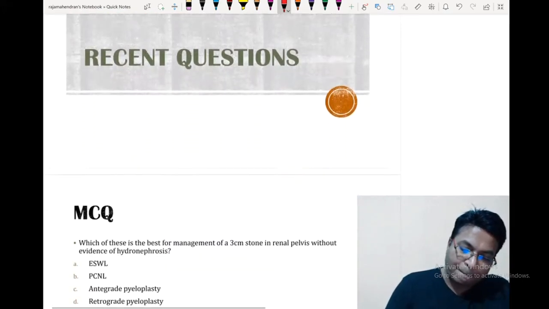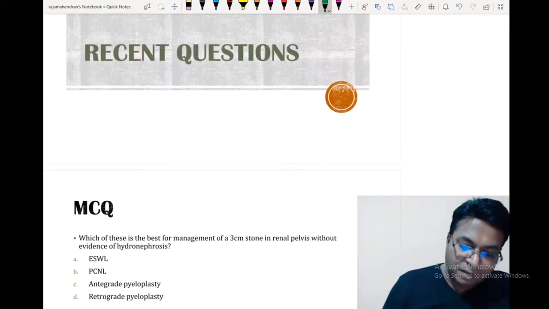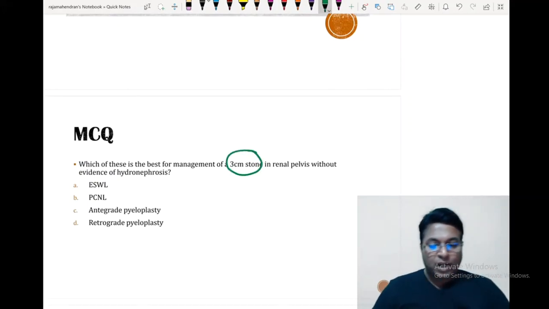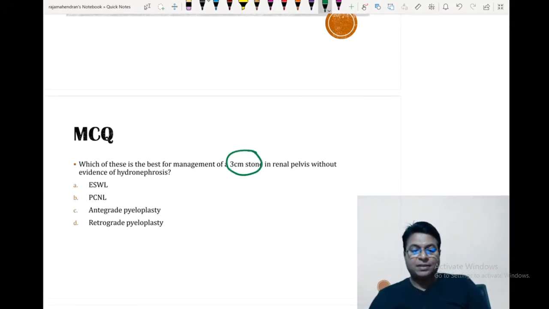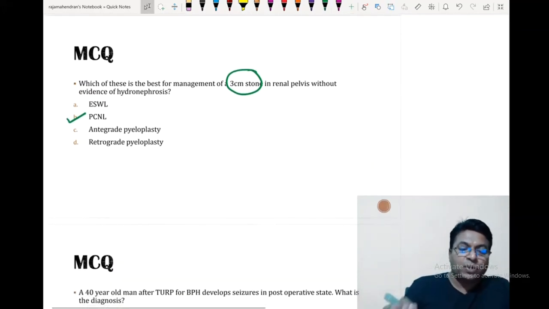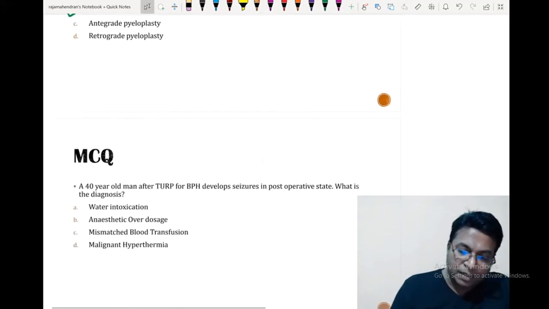Okay. So now let us finish the syllabus with the questions. Which of the following is the best management for a 3 cm stone? Already I told you the answer. What is the answer? 3 cm stone, it is PCNL. More than 2 cm we should go for PCNL.